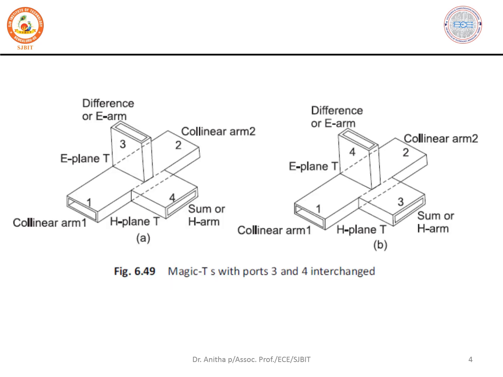Then using these properties, this is a diagram of Magic T. You can observe here: this is a collinear arm, port 1, collinear arm, port 2, and the E arm, which we call a series arm or a difference arm.